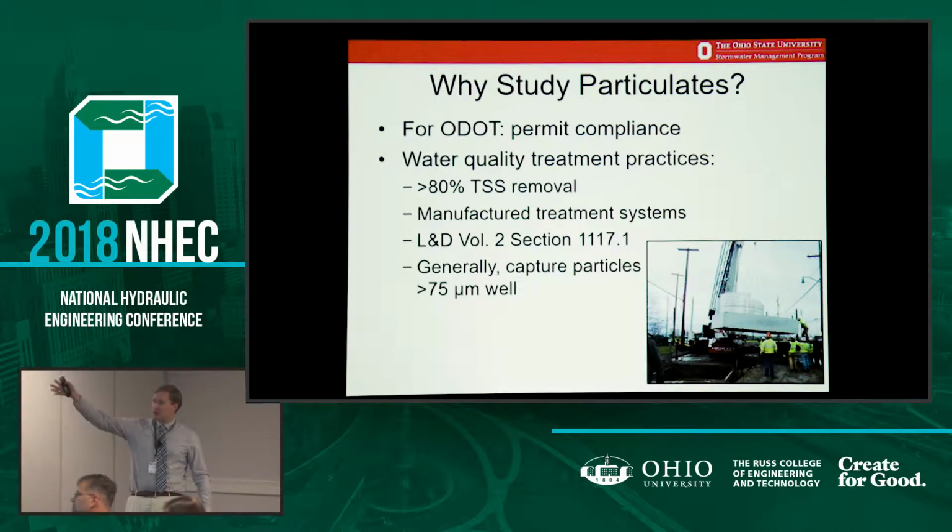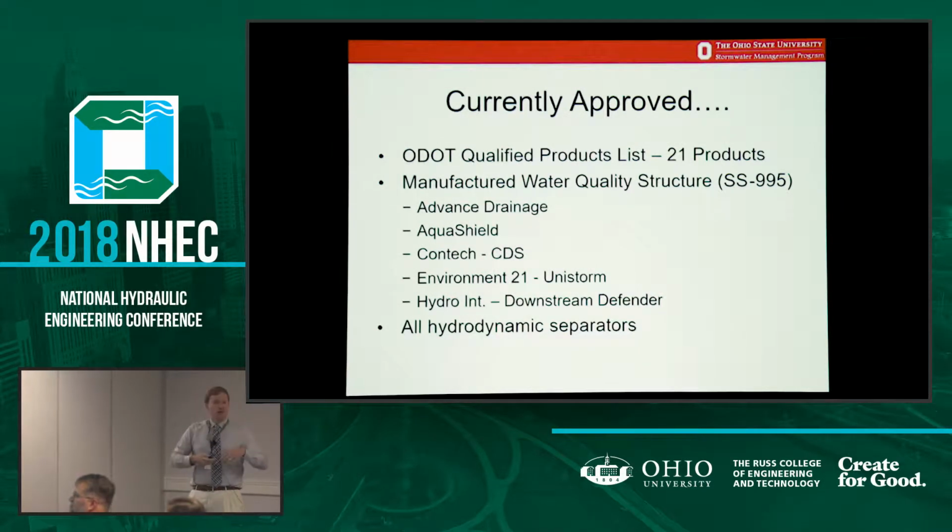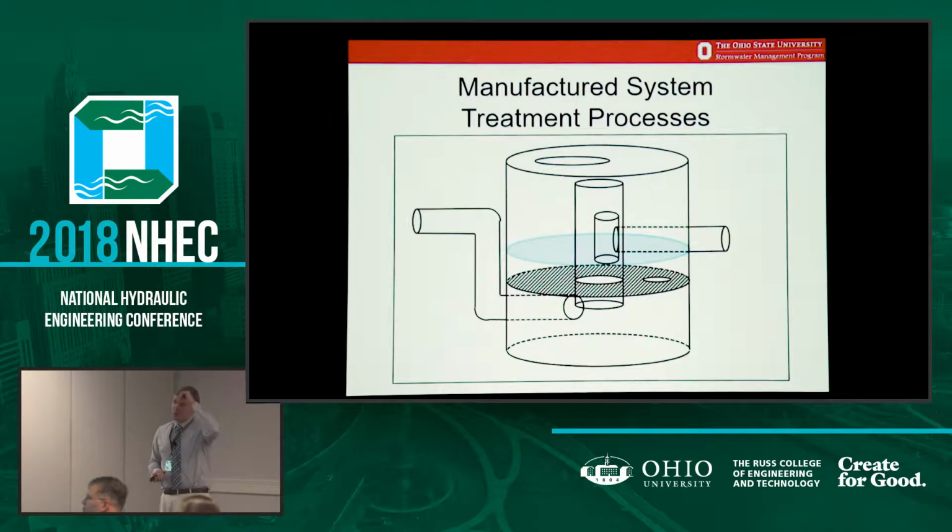And so can we basically use these manufactured treatment systems to reduce sediment to the point of 80% TSS removal? Generally, these systems capture particles greater than 75 micrometers well, okay? And I'll talk a little bit about that later, but keep that number in mind as we go through some of the data. So currently, ODOT has 21 different qualified products. They're manufactured by different companies, private sector companies across the country. They're all hydrodynamic separators at this point. For those of you who aren't familiar, this is the type of treatment system that a hydrodynamic separator is.